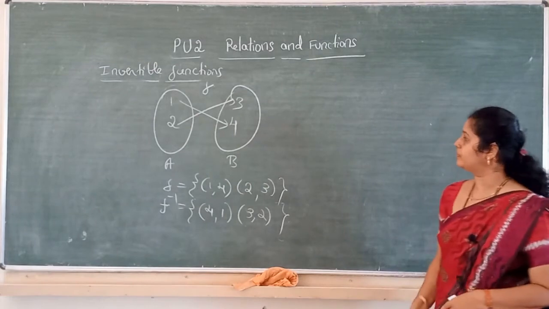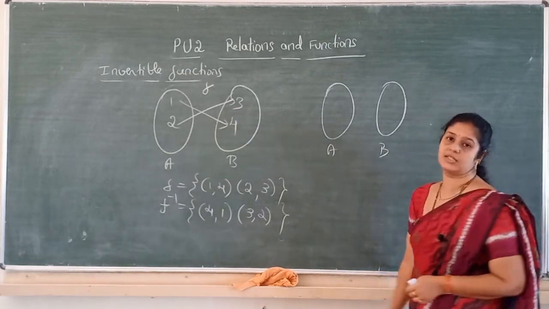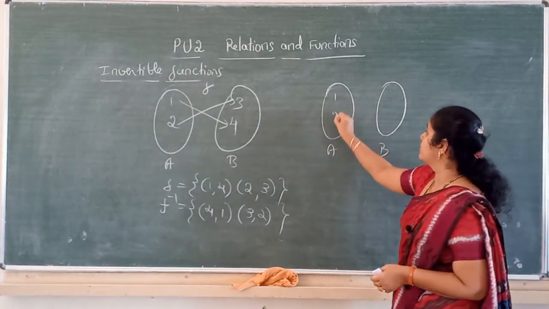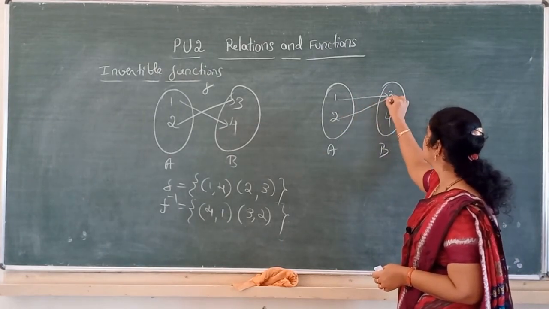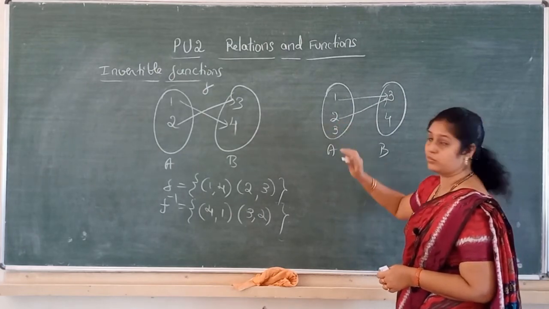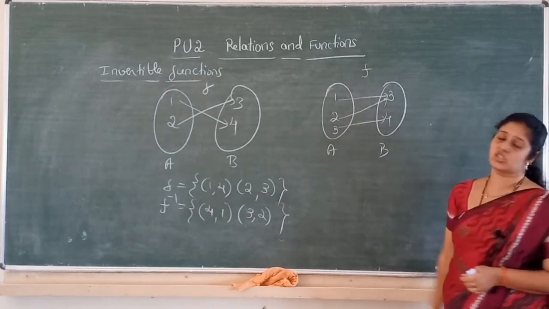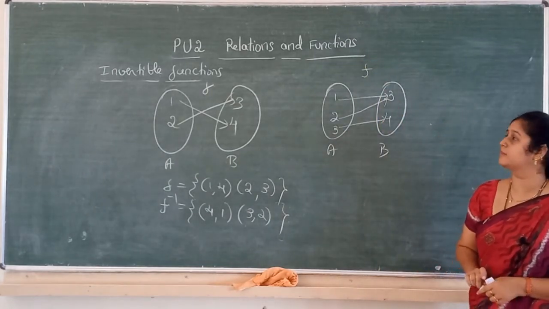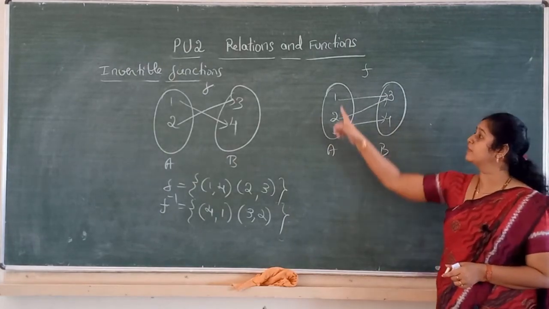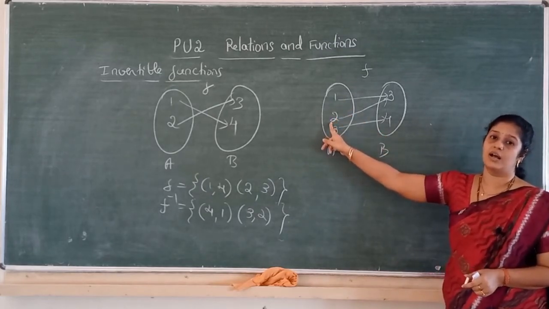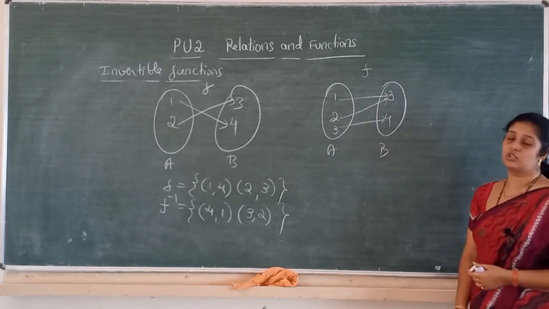Then what happens? In the next example, I am taking set A and set B. Here A has 1, 2, 3 and B has 3, 4. 1 goes to 3, 2 goes to 3, and 3 goes to 4. Is this a function? Yes, f is a function from A to B, that is clear. Now is this function 1-1? No. f is not 1-1 because 1 and 2 are elements of set A having the same image.